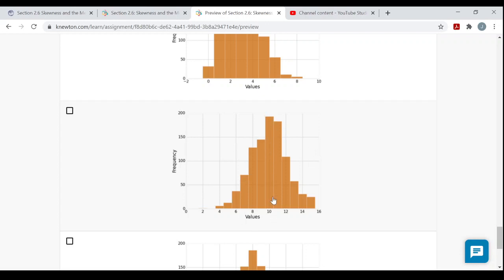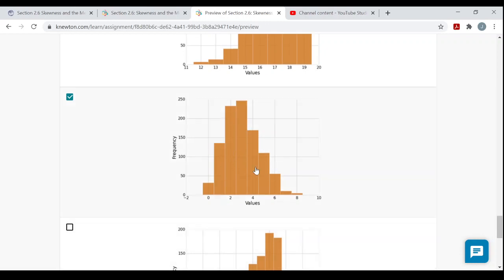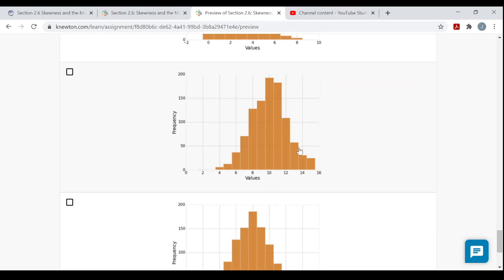If I cut it down the middle here at this tall bar, the right goes down, the left goes down at about the same pace, and this isn't very stretched out. It's bulkier in the center, whereas this one was bulkier on the left, this one was bulkier on the right. So I'm not going to click on this one.